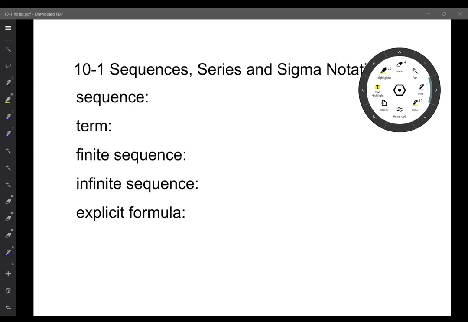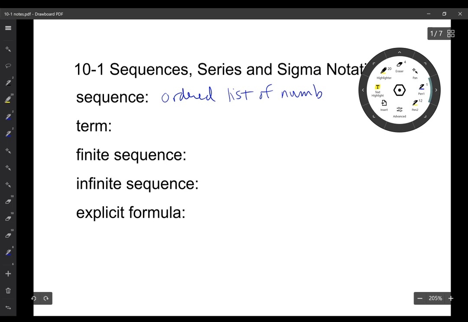Precalc notes 10.1, sequences, series, and sigma notation. So a sequence is an ordered list of numbers. And then a term is each number in the sequence.